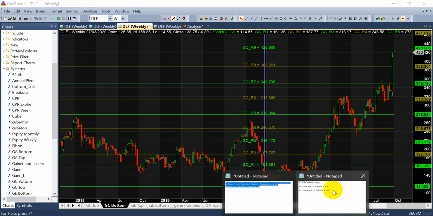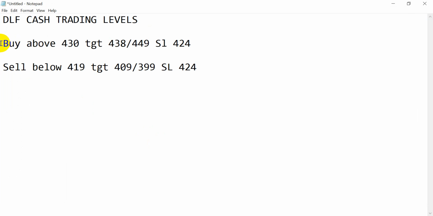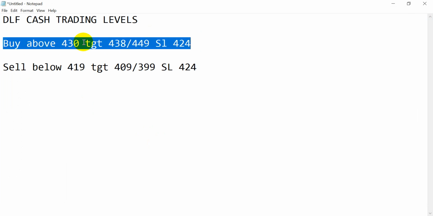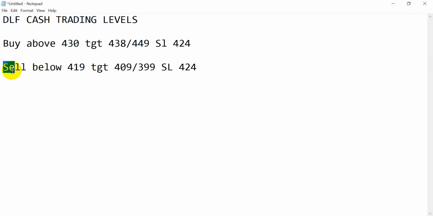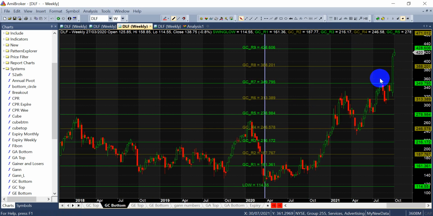So the plan I'm making around DLF is, if the trend continues on the upside, buy above 430 for a target of 438 and 449, keeping a stop loss of 424. And people who want to short, sell below 419 and add more shorts below 411, because this is today's low, for a target of 409 if you are shorted at 419. And then one more target I'm looking at is 388, keeping a stop loss of 424. So these are the levels I'm watching out for.